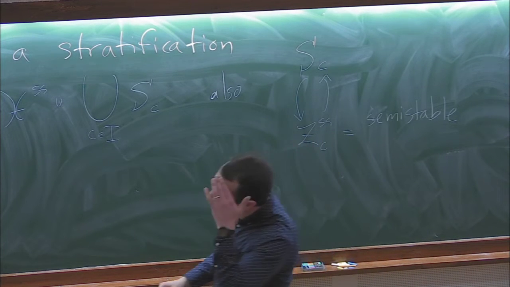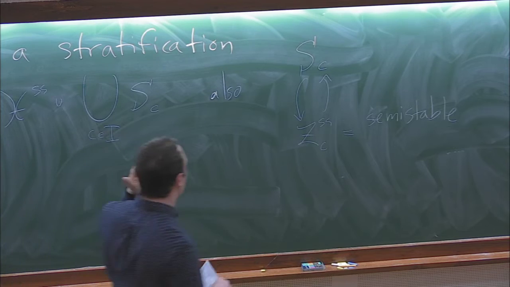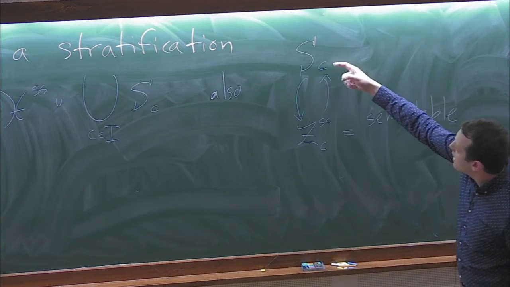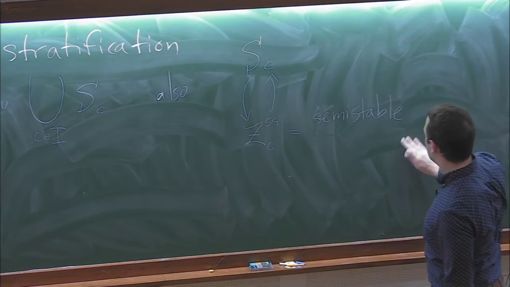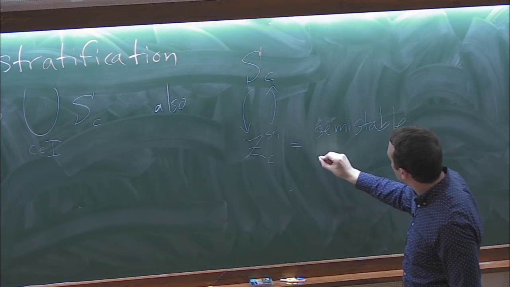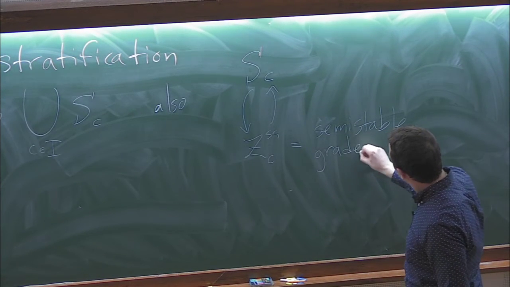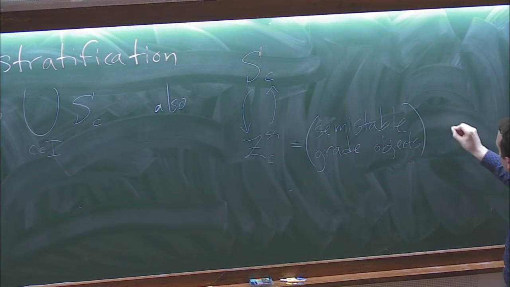I've defined it as an open substack of the mapping stack, but the way that you think about this is a stratification of X. It's just a decomposition of X into locally closed substacks. And then also, because these are interpreted as parameterizing filtrations, you can take the filtered object and project onto its associated graded, and you get what's called a semi-stable graded object, which lives inside the mapping stack from BGM into X.